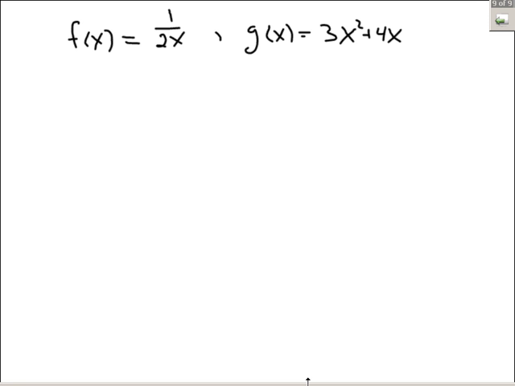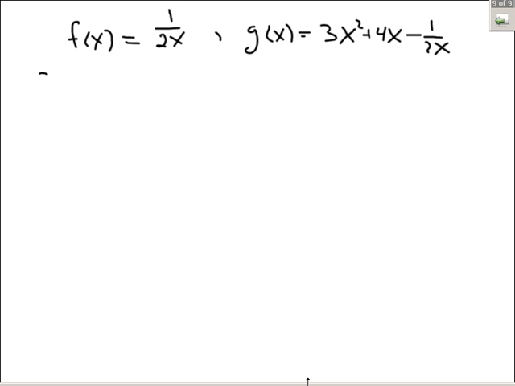Now, what if we want to find the domain of these combination functions? What if I tell you f of x is equal to 1 over 2x and g of x is 3x squared plus 4x minus 1 over 2x.